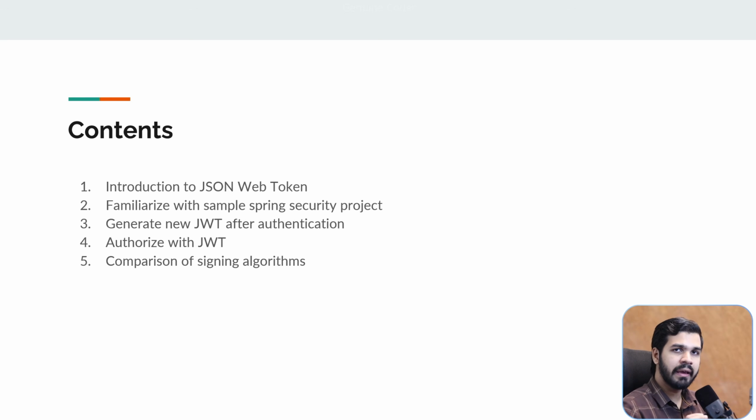I have already prepared a bare minimum project that does not have any JWT authentication and authorization enabled. So we will familiarize ourselves with that code first, and then we will work on generating new JWTs for a user after logging in. And then we will see how to use that generated JWT for further authorization for getting access to restricted endpoints. And in the end of this tutorial, we will talk about the different signing algorithms available for JWTs. So we will compare the different algorithms available and then finish the tutorial. So without further ado, let's get started.